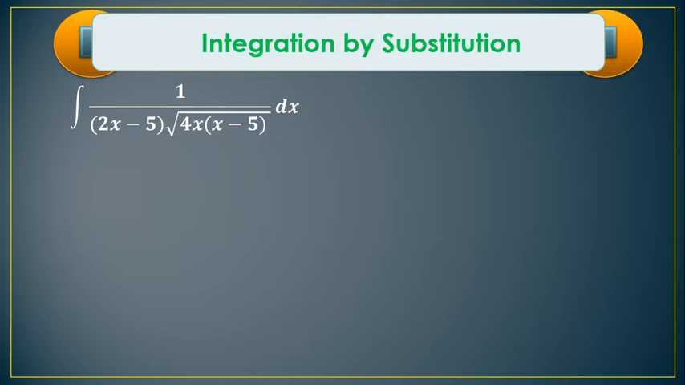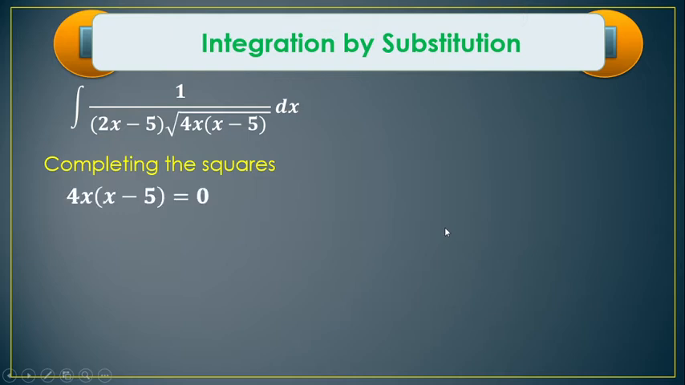So copy lang natin yung nasa loob ng radical. So yung radicand natin. So we have now completing the square po tayo. So, we have 4x times x minus 5 is equal to 0. And then after that, distribute na natin si 4x o i-multiply natin si 4x sa x minus 5. So, we have 4x squared minus 20x is equal to 0.